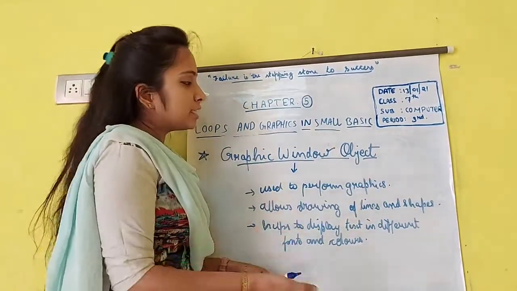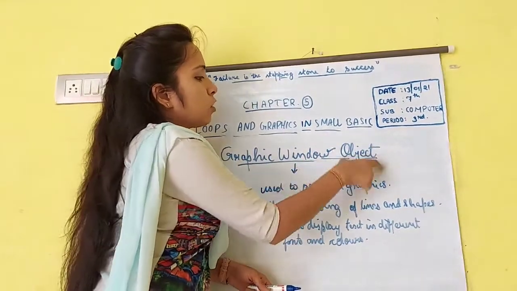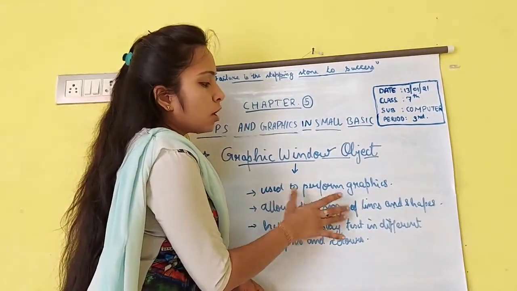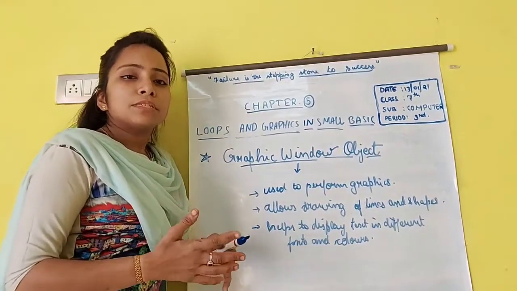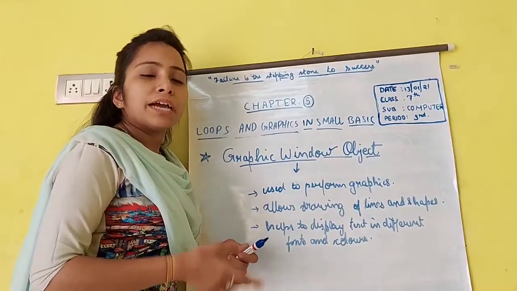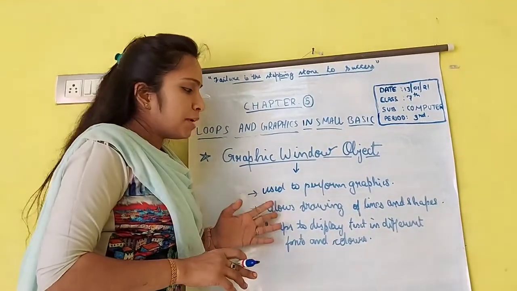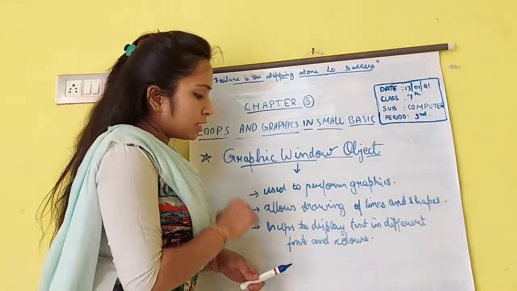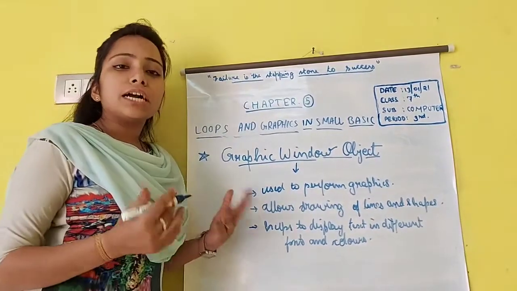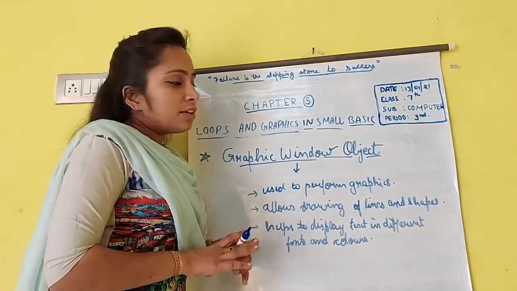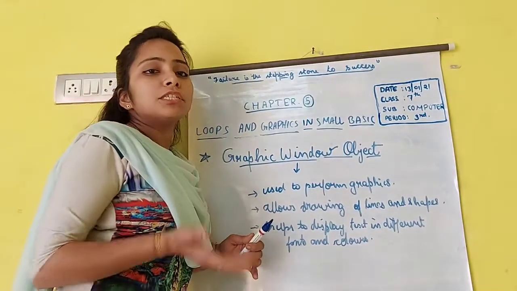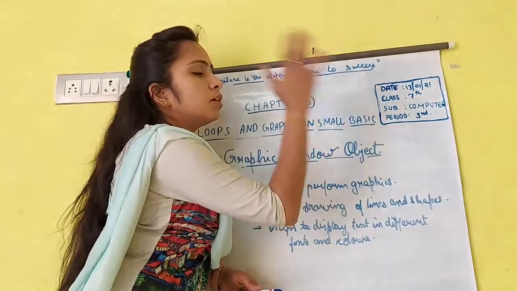Graphics can be created using graphic window object. Clear? Then this will allow us to draw lines and shapes. We can make a rectangle, we can make a circle, we can make an ellipse. Different shapes can be made here. And also this will help us to display text in different fonts and different colors. Whatever we write, we can use different fonts, and different display options for them using graphic window object.